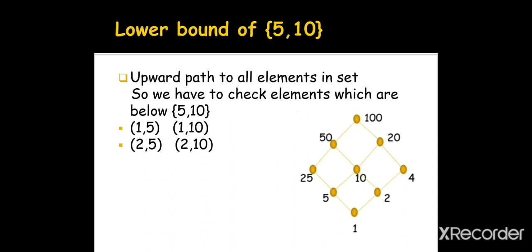Now we will check 2. There is no bond between 2 and 5, so it is not a lower bound. Now we will check 5. There is a bond between 5 and itself, and also between 5 and 10. So it is a lower bound. So the lower bounds are 1 and 5.